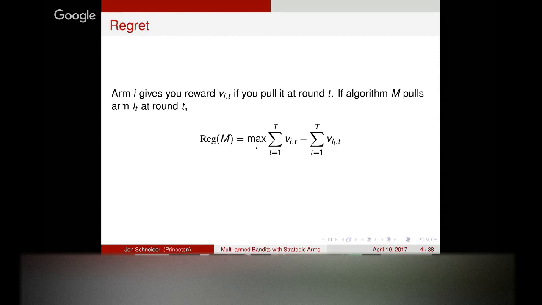The way these algorithms are usually phrased is in terms of regret. So here's some notation. Arm i gives you reward v_{i,t} if you pull it in round t. We'll say that if the algorithm M pulls arm i_t at round t, where i_t is a random variable, then the regret of M is just the difference between its total value, the sum of v_{i_t,t}, and the maximum over all arms of the value you would have gotten if you just pulled that arm. It's exactly how much worse you do than the best arm.